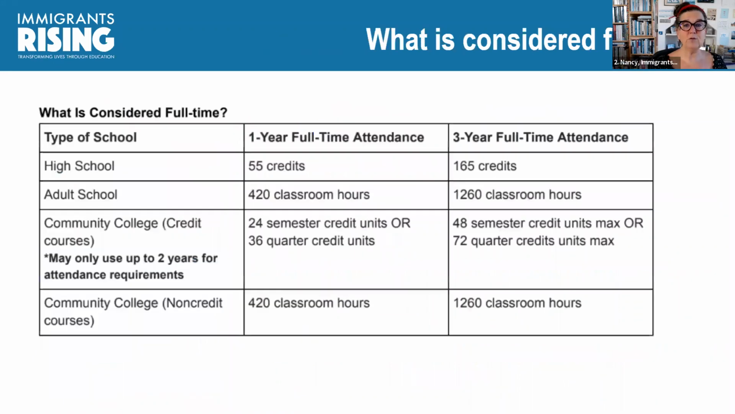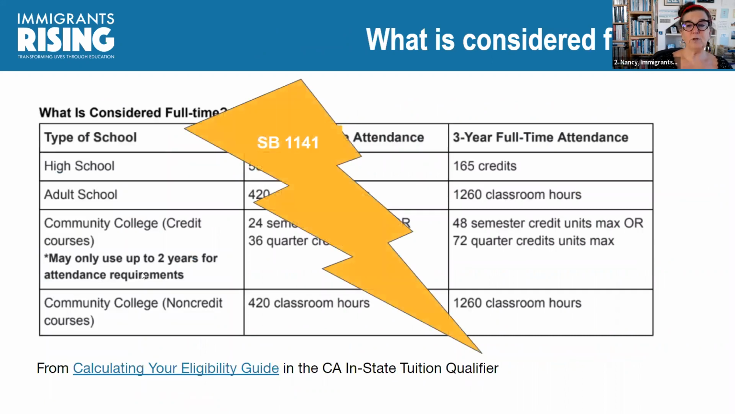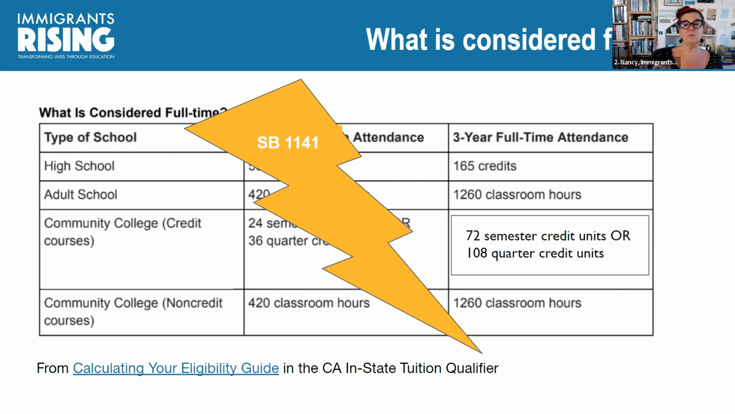The way those 3 years of requirements used to work was that it was 3 years of full-time attendance. It used to be a maximum of the community college credits, only up to 2 years of attendance. But with SB 1141, they remove that 2-year limit on community college credits, and students can now use up to 72 semester credit units or 108 quarter credit units to be eligible for AB 540.